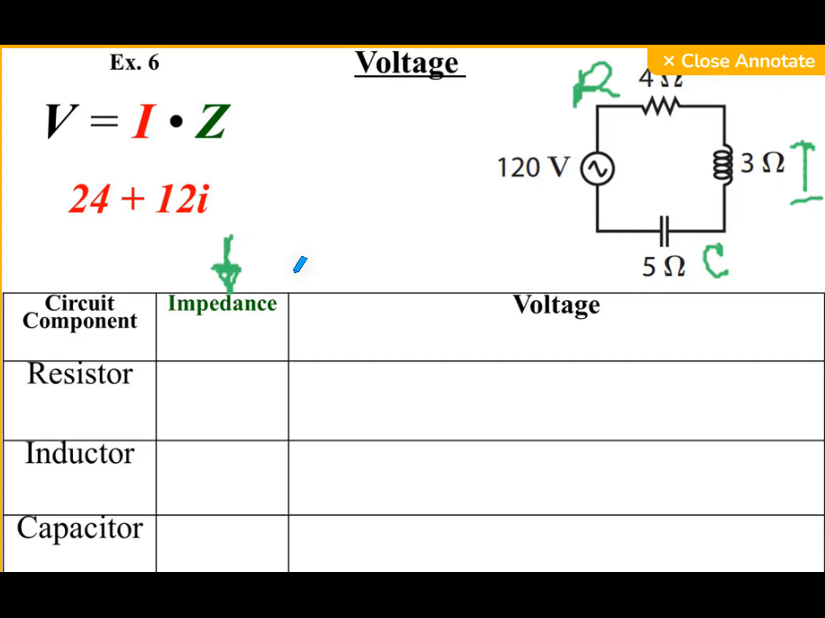And help us with that column. Jaden, go. What do I write for the resistor? 4. Inductor? 3I. Capacitor? Negative 5I. All right. So far, so good.